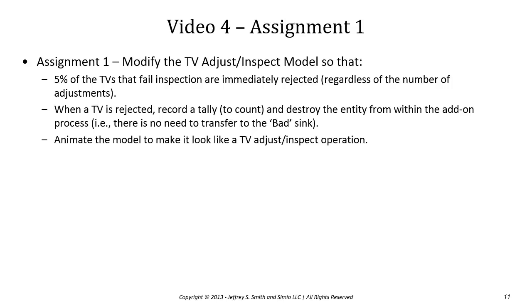Secondly, when a TV is rejected, I want to record a tally so we can count the number of rejections and destroy the entity from within the add-on process where you're making the actual decision. So in the model that we did in video 1, we transferred the rejected TVs to a sink that we named bad. This time we don't need that sink. What I want you to do is just do the statistical cleanup and then destroy the entity from within the add-on process. And finally, I want you to animate the model to make it look like a TV adjust inspect operation. For this one, you'll have to use your imagination to just basically make it look good.